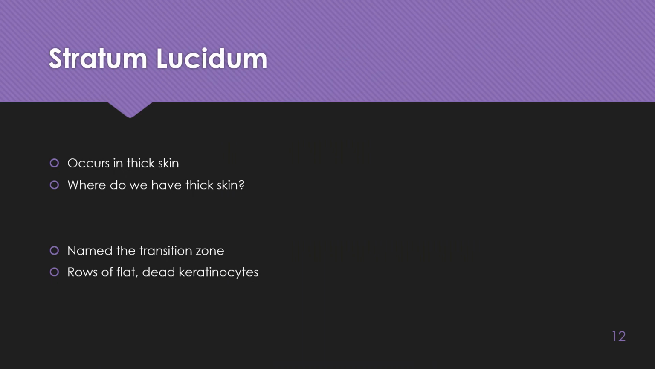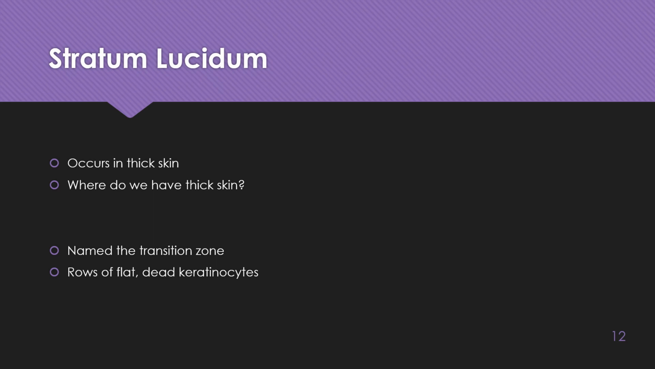Stratum lucidum. This occurs within thick skin. Again, where do we have thick skin? We've kind of already mentioned this so far today, but these are going to be areas of high friction, high amount of traffic. So your hands, for example, the soles of your feet would be very high in friction for you. Those are areas where we've got thicker skin.